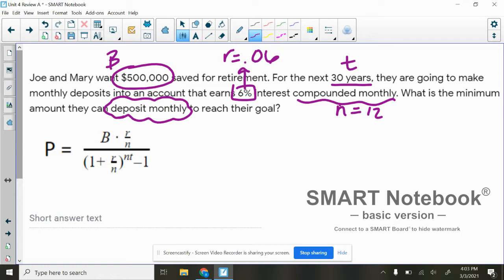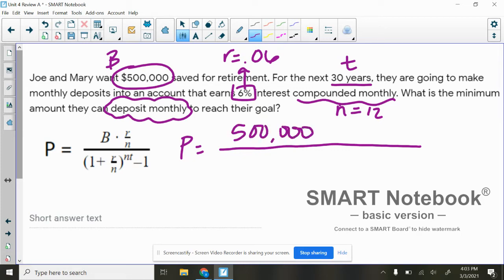Okay, so because they're not making a one-time deposit like they did in number 9, they're going to make a periodic monthly deposit to get that 500 grand. So their periodic deposit is going to be found by using this formula. In the numerator, we have balance times rate over n, so 500,000 times the rate divided by n, and so that should be 0.06 divided by 12. You guys, you don't need that rate over n in parentheses. I just am leaving it like that.